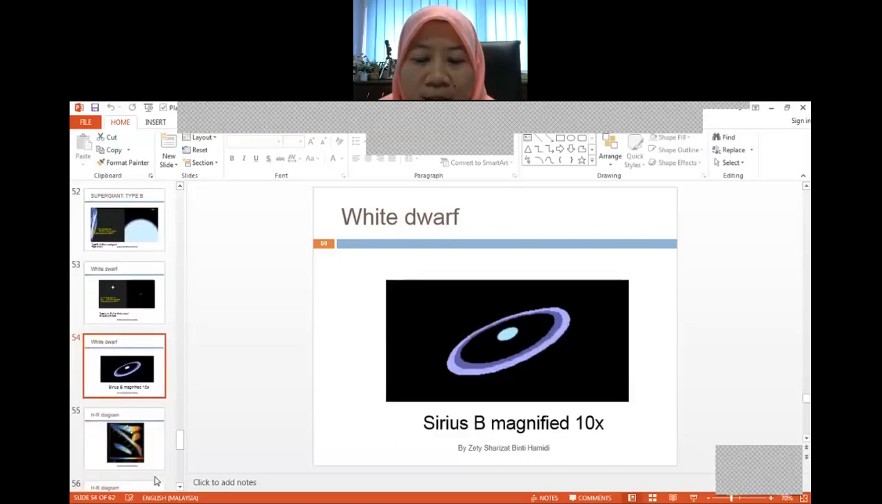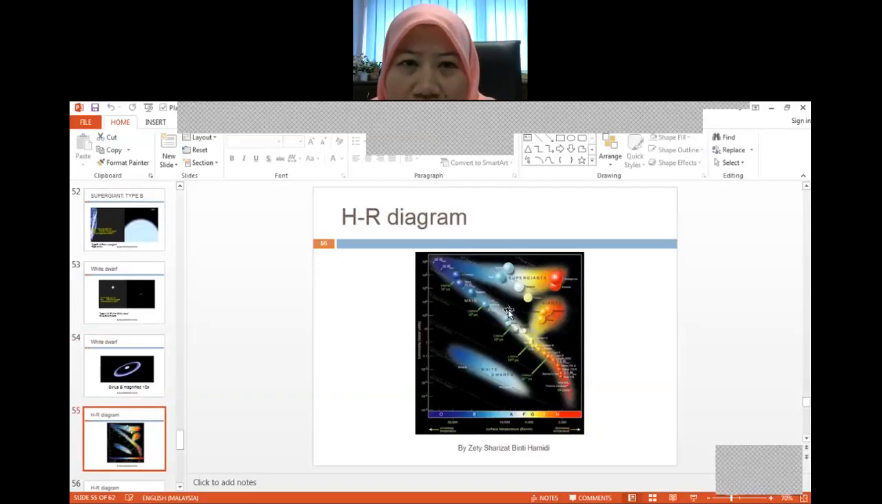So we need a lens to magnify it to see it clearly. How does a white dwarf look like? This is an example to show the figure. All of these chapters are very important for you to understand and remember, especially the HR diagram, because after this we will go into details on the HR diagram, especially in chapter 4 up to chapter 6. So I hope that you can understand it.